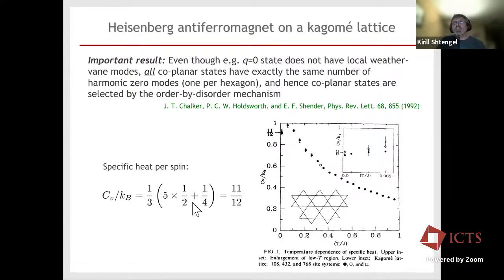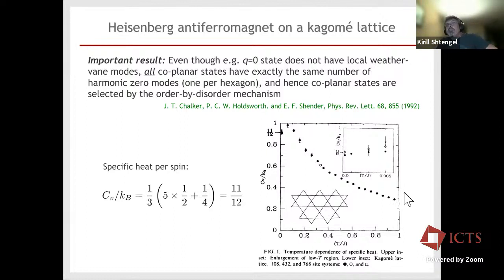Except, as I mentioned, one of these modes is not harmonic. It's actually quartic in displacement. And so you only have five harmonic modes, that's 5 × 1/2 plus a quarter. And then if you divide by three to convert it to the specific heat per spin, you get, instead of one, as you would naively expect in a completely disordered state, you only get 11/12.